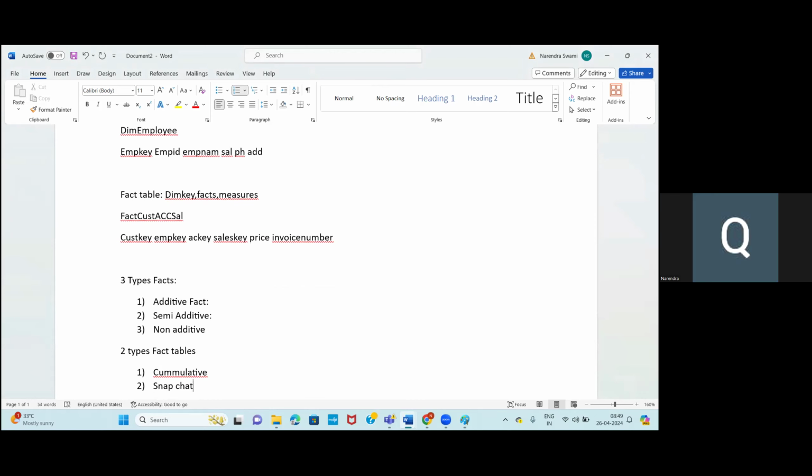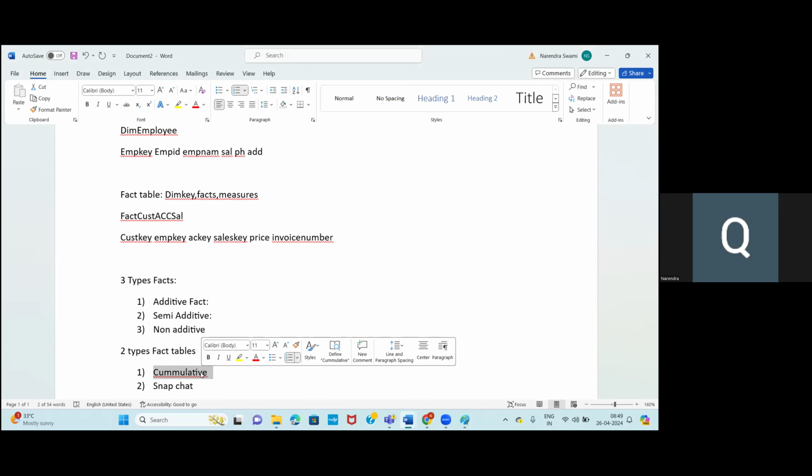Cumulative is an example with the additive. Additive is the example for the cumulative fact table, where it provides what happens over a period of time. What happens over a period of time for a particular product. So if you want to see, for a particular store, what is the revenue generated over the last month, something like that, that is called cumulative.